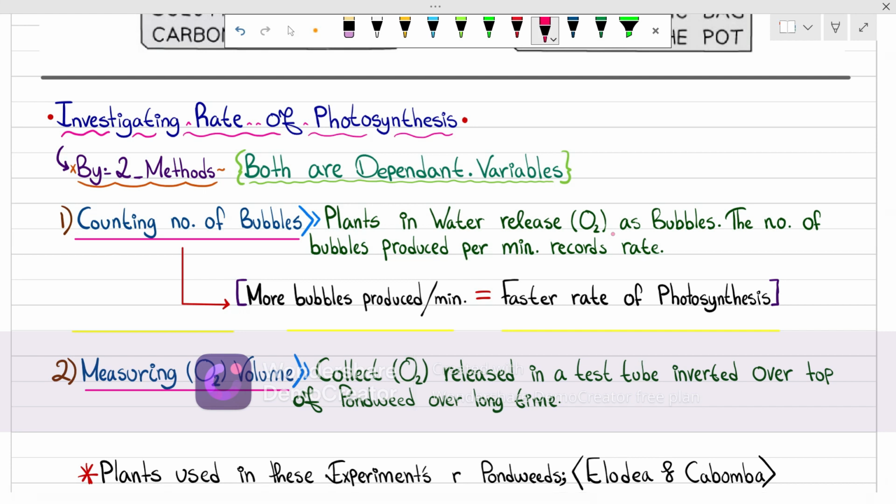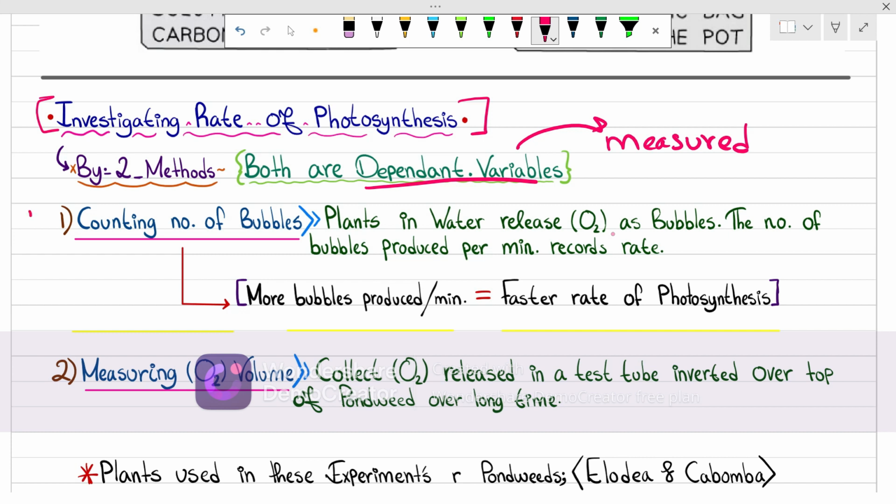Okay. Now, the second part of experiments in this chapter is investigating the rate of photosynthesis. By rate of photosynthesis, we mean the speed at which photosynthesis occurs. There are two methods to investigate the rate of photosynthesis, and both of them are dependent variables. Just to recall, a dependent variable is any variable that can be measured in the experiment. It's any measured variable.